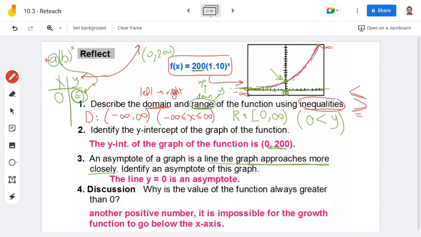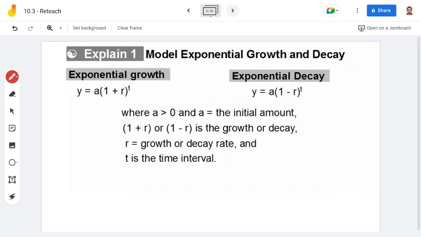So this is just a summary, or let's say the whole idea of the growth. The same thing happens with the decay, if my function is, just as an example, going like this. Now, let's start here to know what growth and decay are in this lesson.